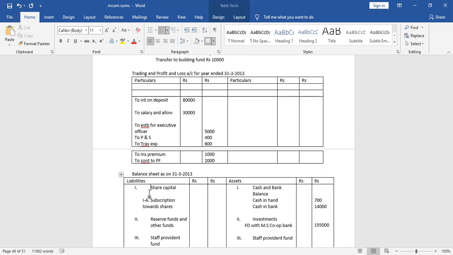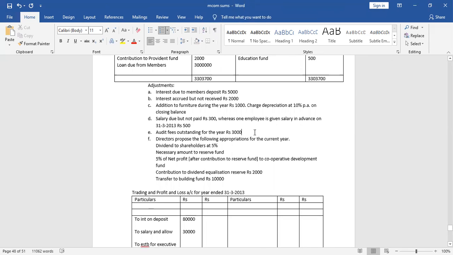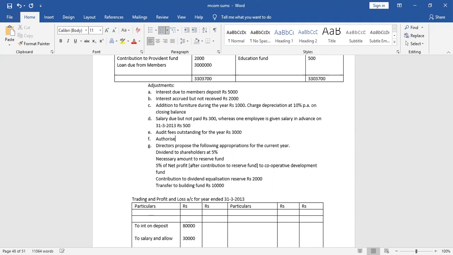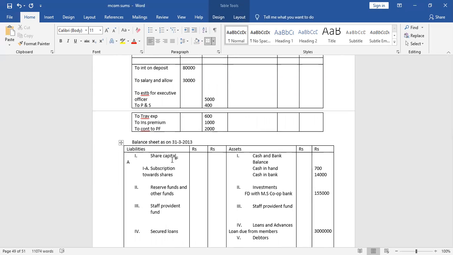See, I have now missed one point. Let me give that point here. Authorized share capital was 1 lakh shares of rupees 10 each. So authorized share capital is 1 lakh shares of rupees 10 each, that is 10 lakh.